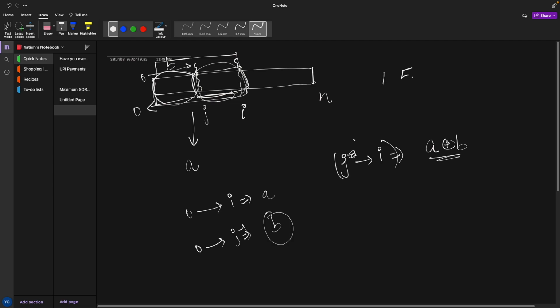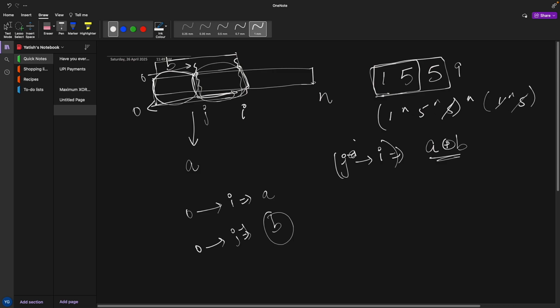Let's suppose I have an array 1, 5, 5, 9. If I know the XOR for this and also know the XOR for this, so if I do 1 XOR 5 XOR 5, and then I do again the XOR with 1 XOR 5, I would eventually cancel these off, and we only get the remaining element in j to i. So here is how we land up with that equation that we have found.